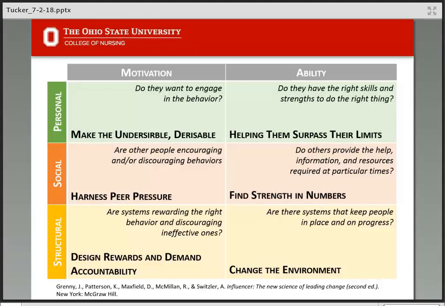And these are the sources of influence. So, there's 6 of them here. They're along the dimensions of motivation and ability, and also along the rows of structure, social, and personal. So, for example, under motivation and personal, make the undesirable desirable. Do they want to engage in the behavior, you'll ask, and how can you improve that desirability?